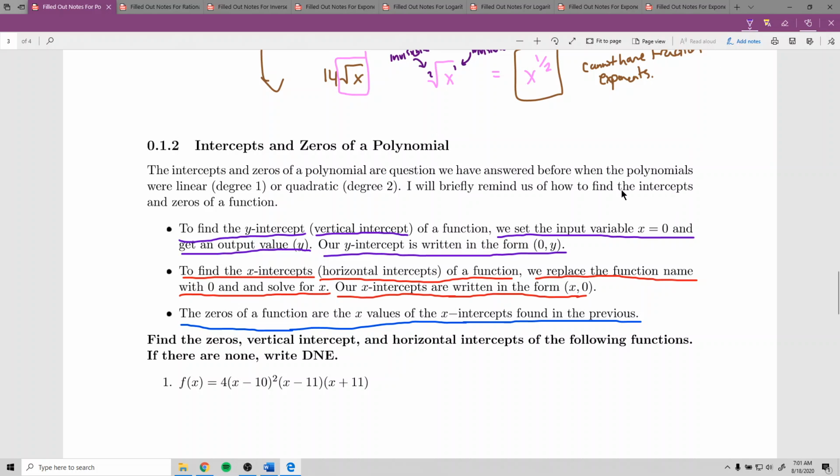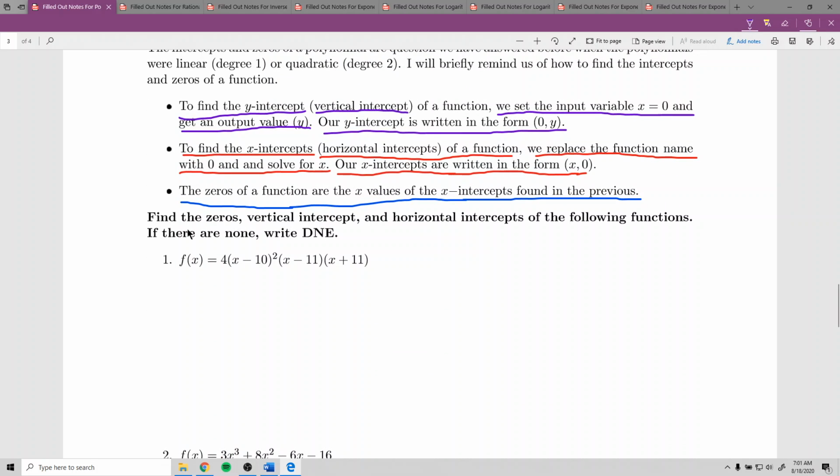All right, so I just have a couple examples here to remind everyone and practice this. This first one says find the zeros, vertical intercept, and horizontal intercepts of the following functions. If there are none, write DNE. All right, so I always just like to do the zeros and x-intercepts first because they go together. So I'll do the zeros first.